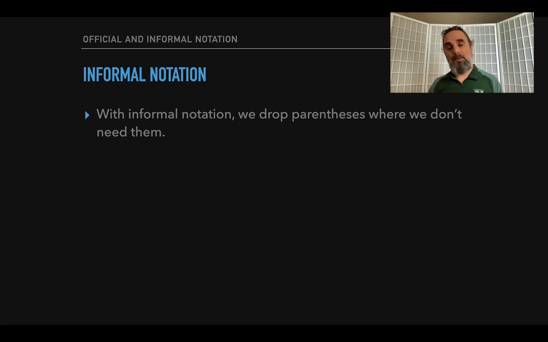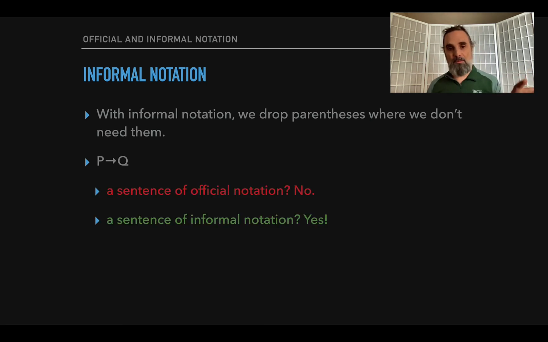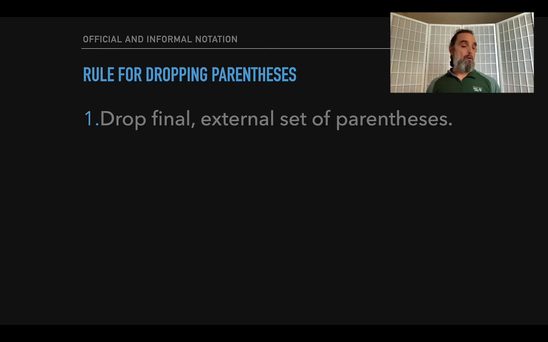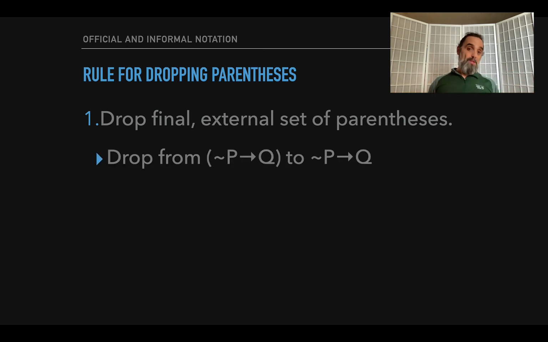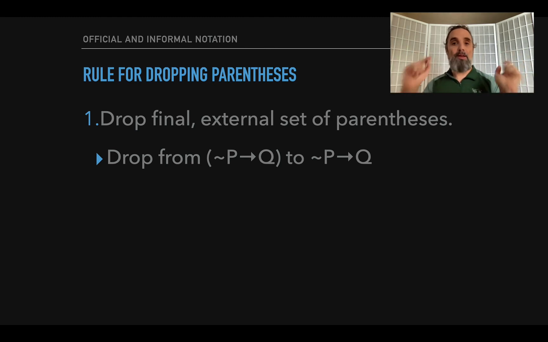That's official notation. In informal notation, we drop parentheses where we don't need them. So here, for example, P arrow Q is not a sentence in official notation, but it is a sentence in informal notation. We've just dropped those external parentheses. We have a very simple rule for dropping parentheses, which is once you're done building the sentence, if there are parentheses around the whole thing, drop them, you don't need them. So if you build up the sentence, say take P and put a negation on the front, and then take Q and put an arrow in between them and put parentheses around the whole thing and then stop, then you can drop them.